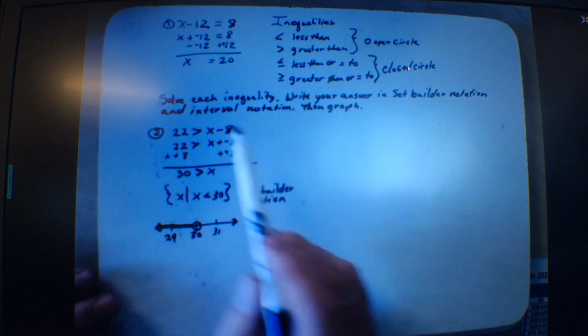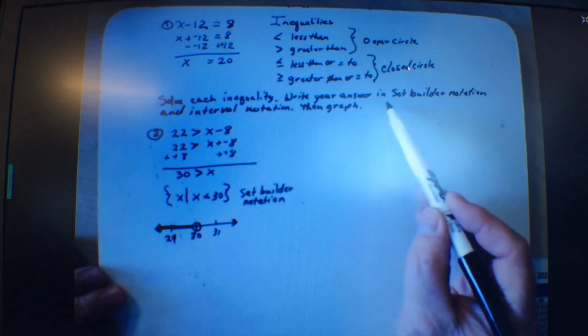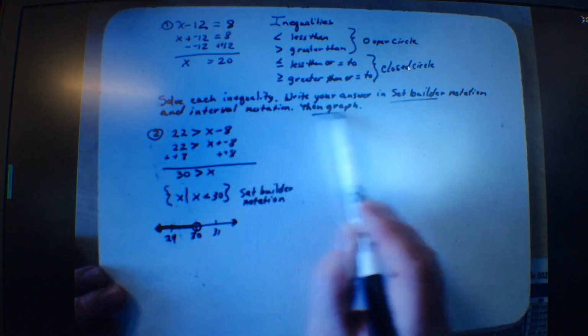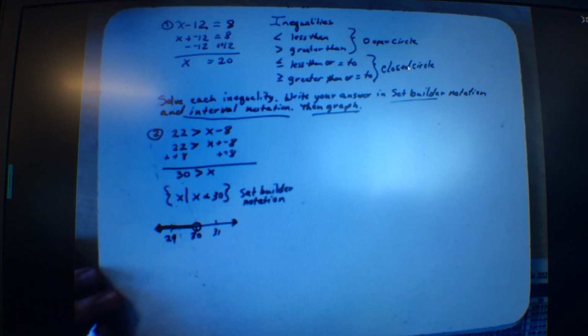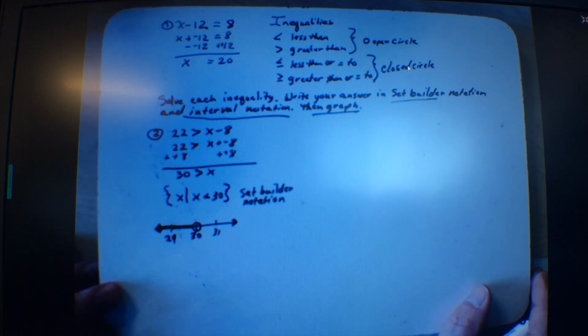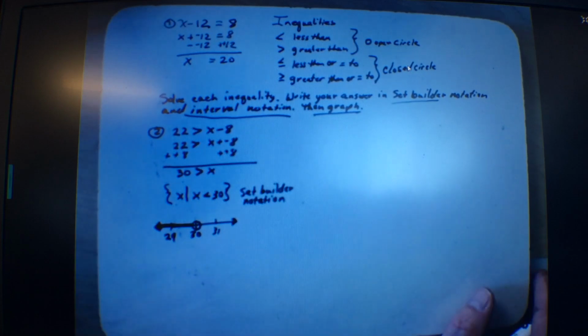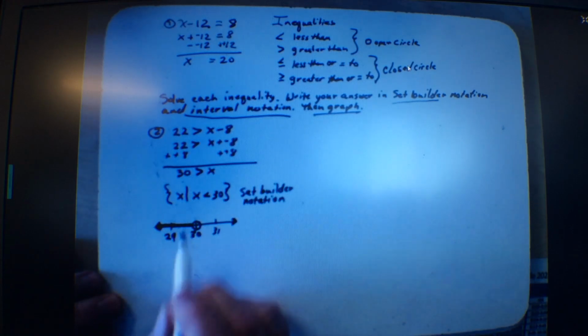Okay, so now I've solved the inequality. I've written in set builder notation. I've graphed. The last thing I need to do is do interval notation. Now, it's always easy to do interval notation, and all the upper level math classes use interval notation. That's why I'm teaching it to you now, so that you'll have it down before you get up there. And it looks like this.